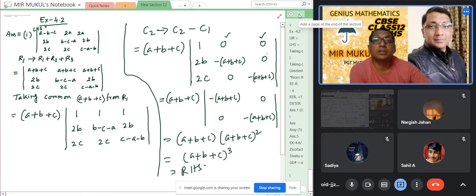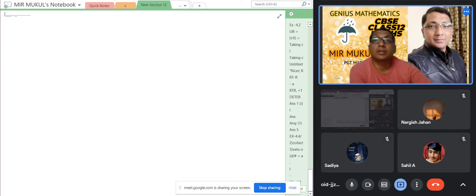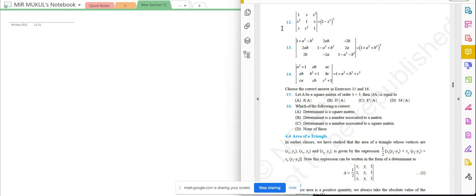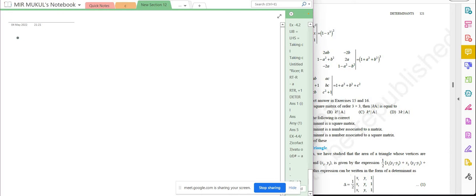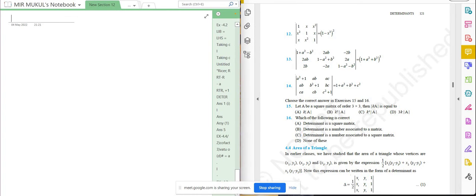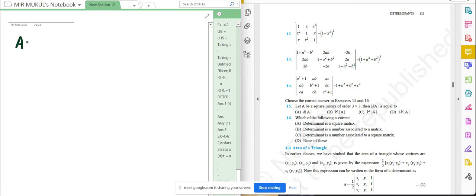Now, next question. So I am changing this. Question number 11, second part, is also the same type. That's why I'm not doing it. Now we'll do question number 12. These questions already came in board exams, right? So I am writing this question. Answer 12.